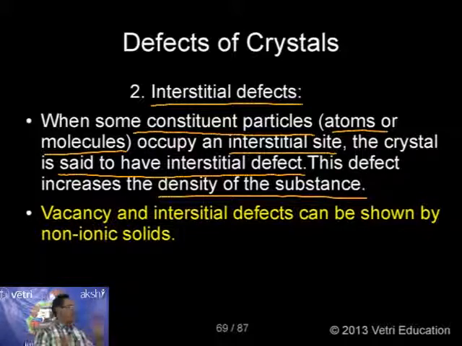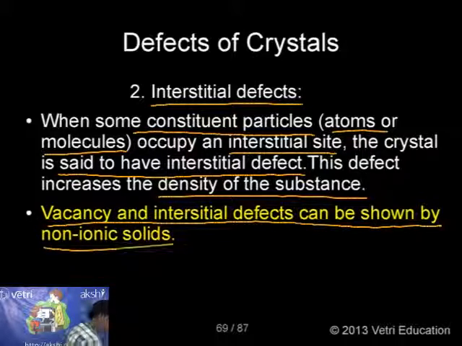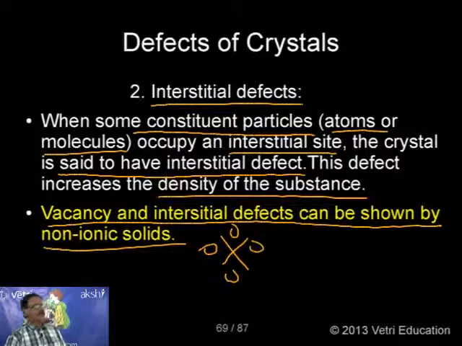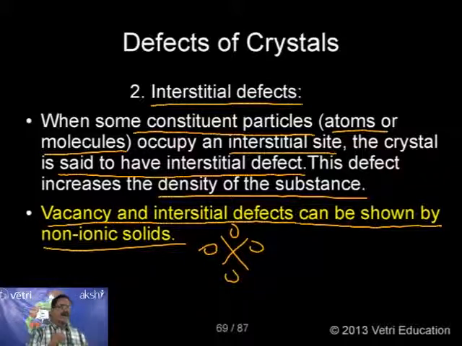Kindly follow the main difference between vacancy defect and interstitial defect. In vacancy, the solid will have correspondingly low density. In interstitial, an extra atom is added, so it will increase the density. This is the most important difference between vacancy defect and interstitial defect. Another most important piece of information: vacancy and interstitial defects can be shown by non-ionic solids. Non-ionic solids means non-polar molecular crystals.